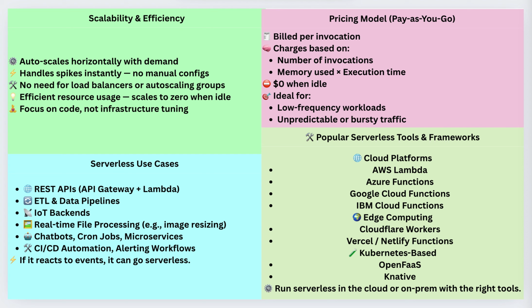Popular tools and frameworks. Let's look at the tools empowering this revolution. The major platforms are AWS Lambda, Azure Functions, Google Cloud Functions, IBM Cloud Functions. At the edge, we have Cloudflare Workers and Vercel and Netlify Functions. And for Kubernetes, we have OpenFaaS and Knative. These tools let you run serverless on public cloud or on prem.